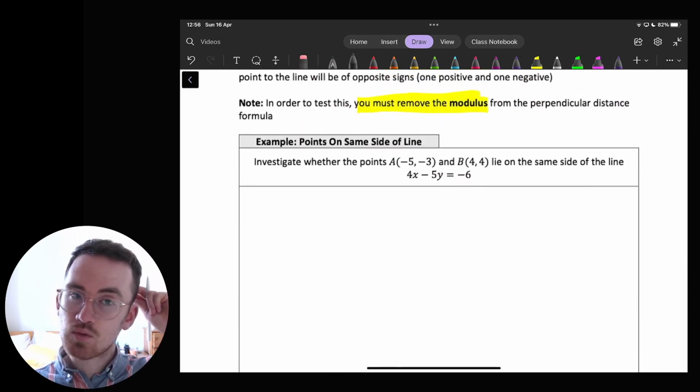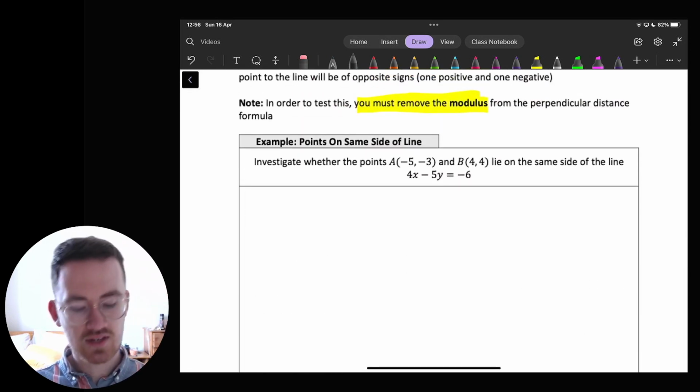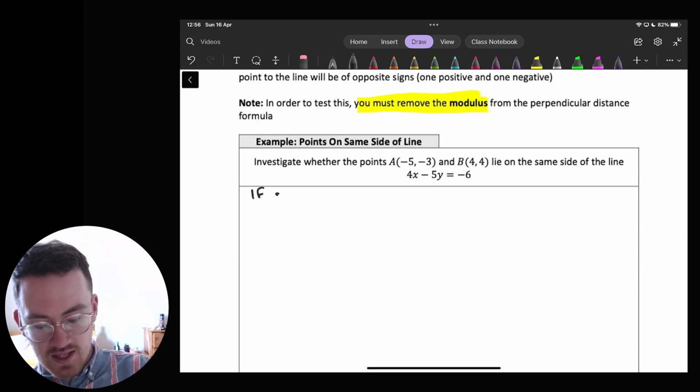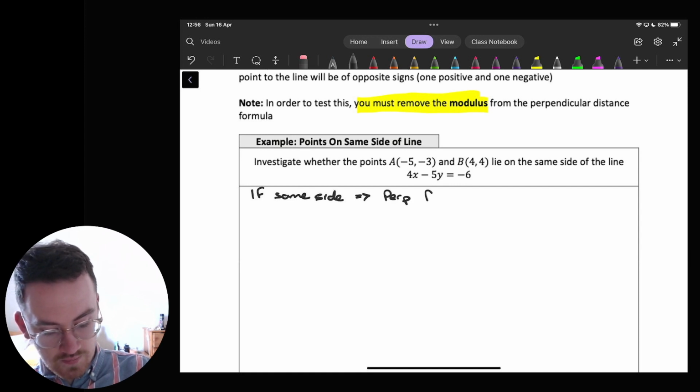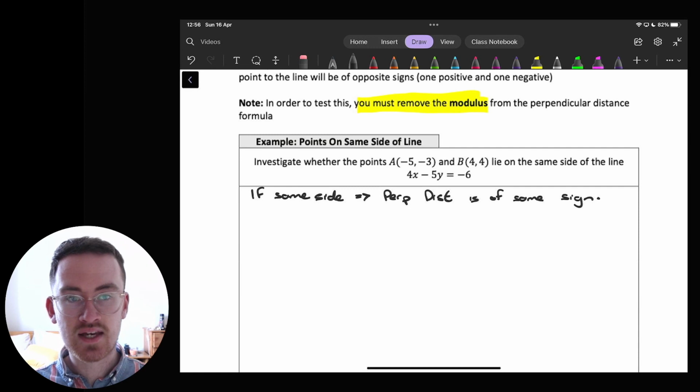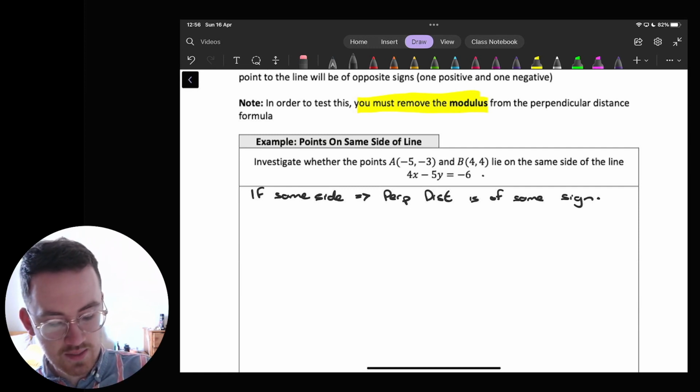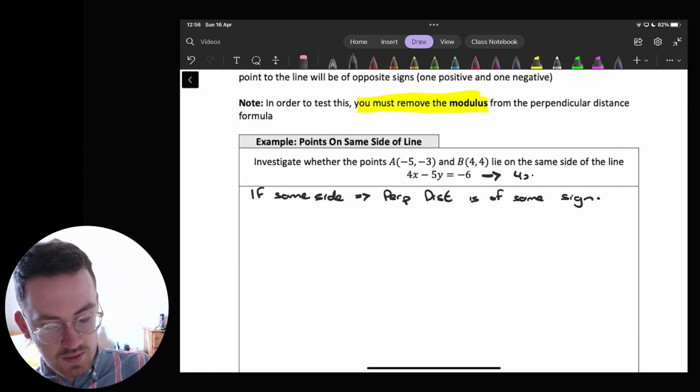So we're investigating whether A and B lie on the same side of the line. So let's set it out. If they're on the same side, then the perpendicular distance would be of the same sign. Rewriting my line as well, 4x minus 5y plus 6 equals 0. So let's sub into our formula.